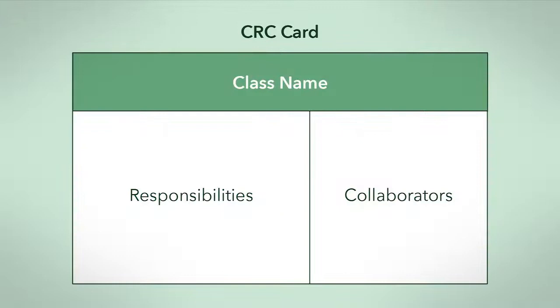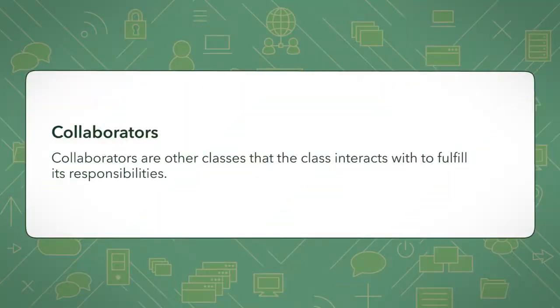A CRC card has 3 sections. The top of the card has the class name. On the left are the responsibilities of the class, and on the right you list collaborators. Collaborators are other classes that the class interacts with to fulfill its responsibilities.